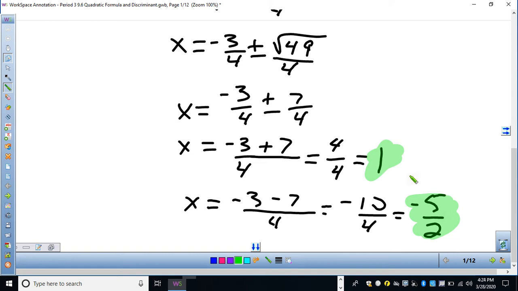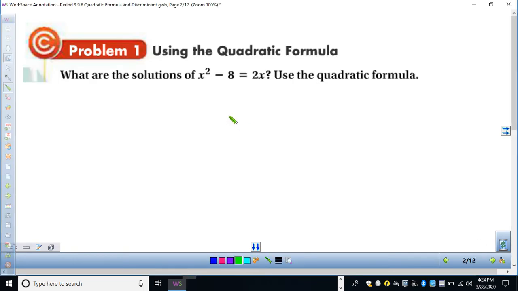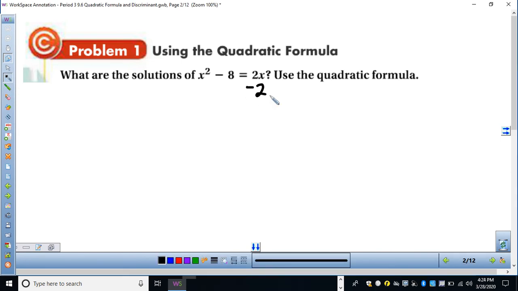Okay? So there's our first problem with the quadratic formula. Moving on to the second problem, we have x squared minus 8 equals 2x. If you look at this problem, we have an issue because this x term, or the b term, is not in the correct spot. So we need to move that 2x over to this side. The way we do that is by just subtracting 2x from both sides.